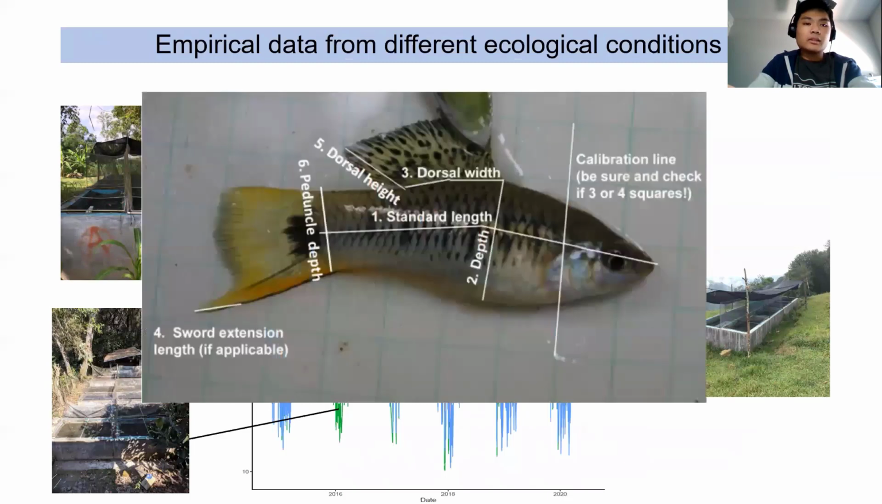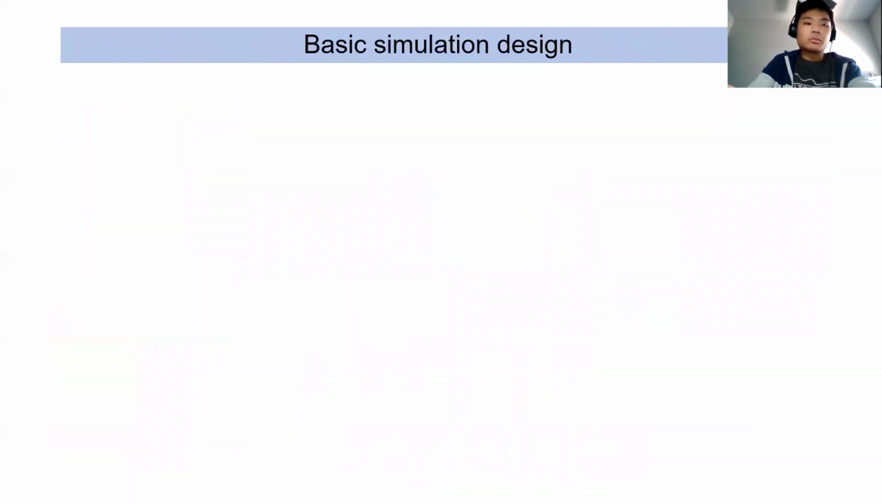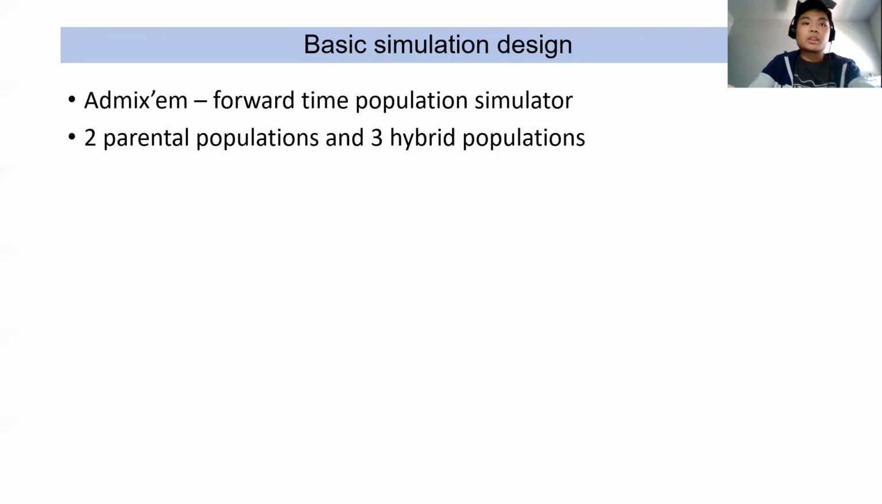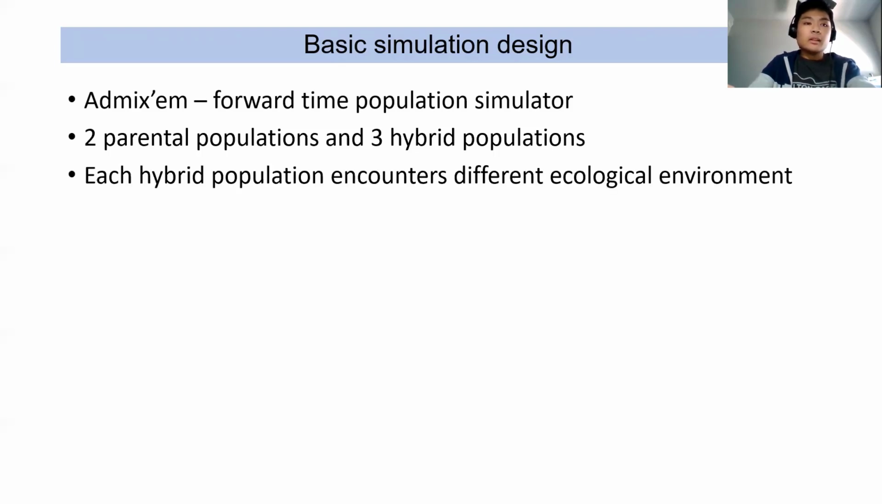Our simulations were designed and run using a program called ADMixM, which is a forward time population simulator developed by our lab, which allows for easy incorporation of genomic architecture and selection functions. To mirror the structure of our empirical data set, two parental populations and three hybrid populations were simulated, with the theory being that each hybrid population encounters a different ecological environment. Each hybrid population was seeded with 10 males from parental population 1 and 10 females from parental population 2, with no further migration occurring between these hybrid populations, and populations being simulated for approximately 10 generations.